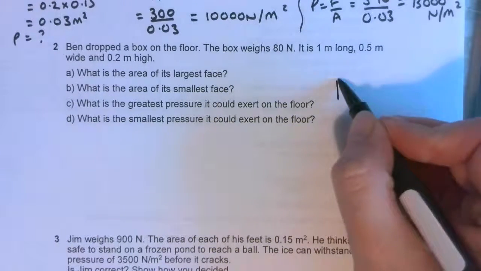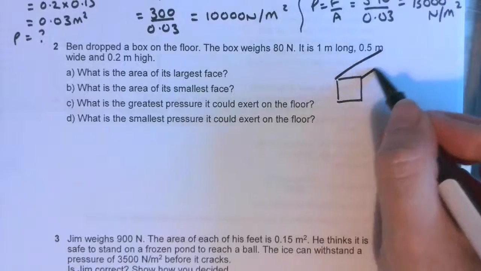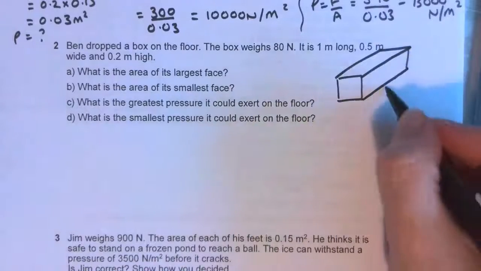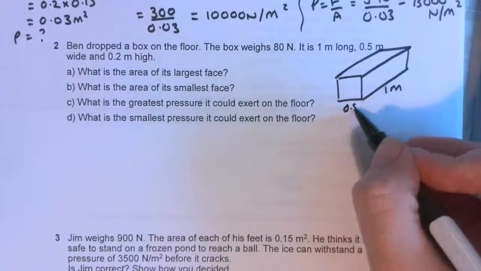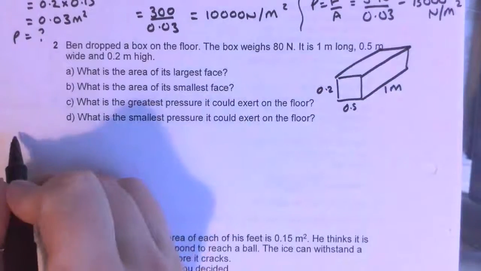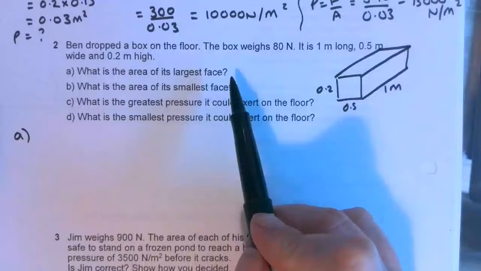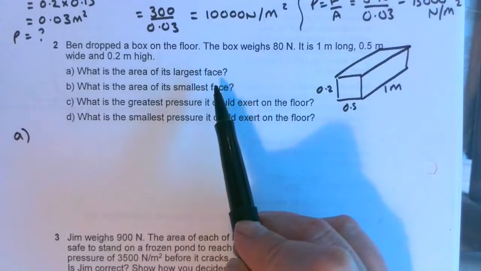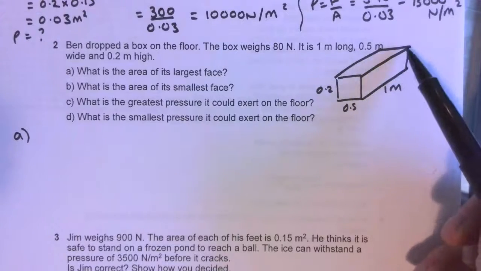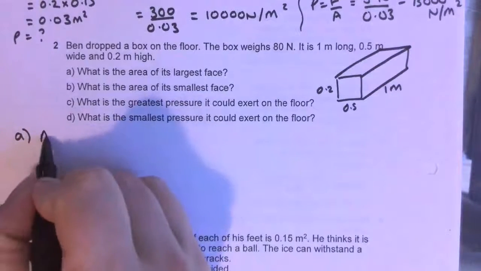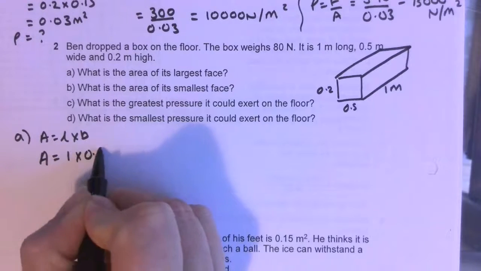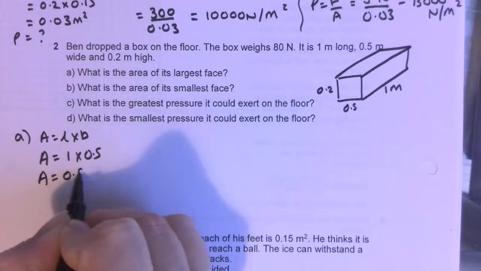Before I would start this, I would do a little sketch of my box. So it's 1 meter long, 0.5 meters wide, and 0.2 meters high. So for part A, what's the area of its largest face? The largest face is going to be the face that has the biggest dimensions. So that's going to be this top one, the way I've drawn it, or the bottom one, which is the 1 meter multiplied by the 0.5. So length times breadth, 1 multiplied by 0.5, 0.5 meters squared.